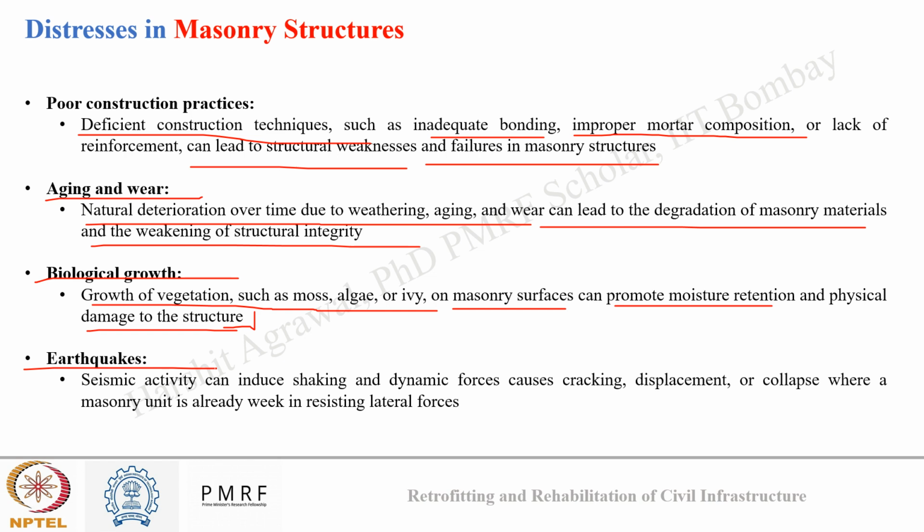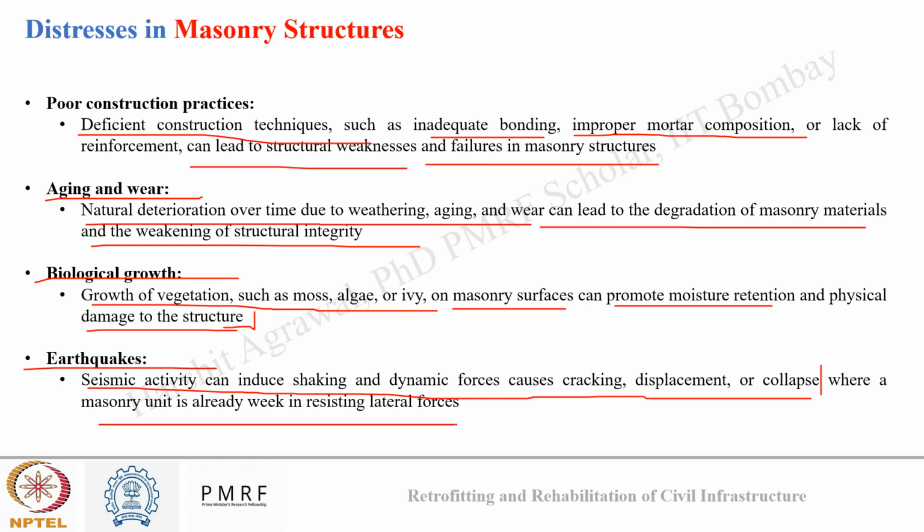And finally, we have earthquake, where seismic activity can induce shaking and dynamic forces which can cause cracking in masonry, leading to displacement and collapse of the masonry structure. And this is very critical in masonry. Why? Because masonry units are weak in resisting lateral force. So earthquake can be a very severe, critical form of distress in masonry structure.